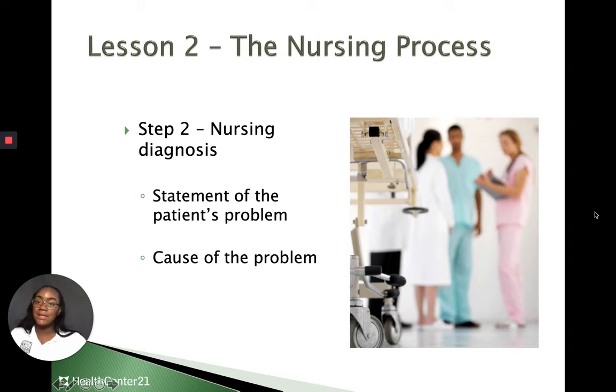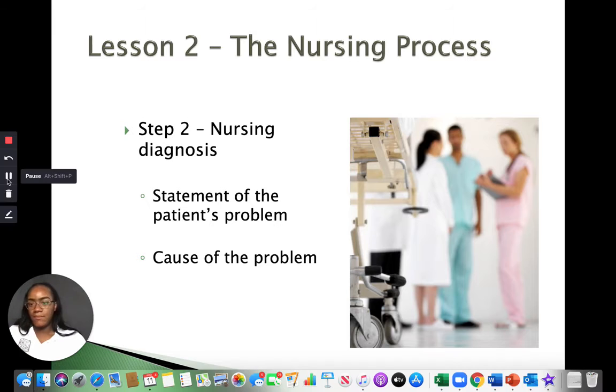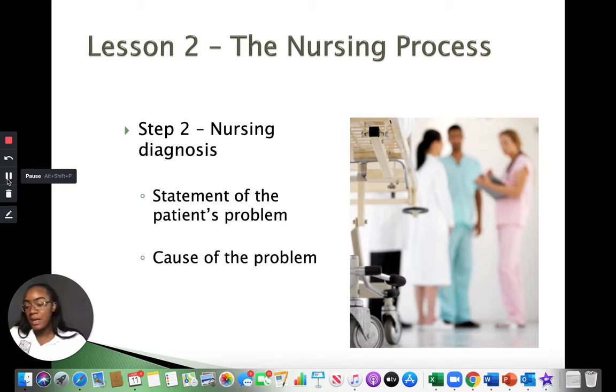So, step 2, nursing diagnosis. After information about the patient is collected and shared throughout the nursing team, a nursing diagnosis is given. The nursing diagnosis involves these 2 parts: a statement of the patient's problem or potential problem, and the cause of the problem. The following are examples of nursing diagnoses: impaired physical mobility due to arthritis, dehydration due to diarrhea, or memory impairment due to dementia.